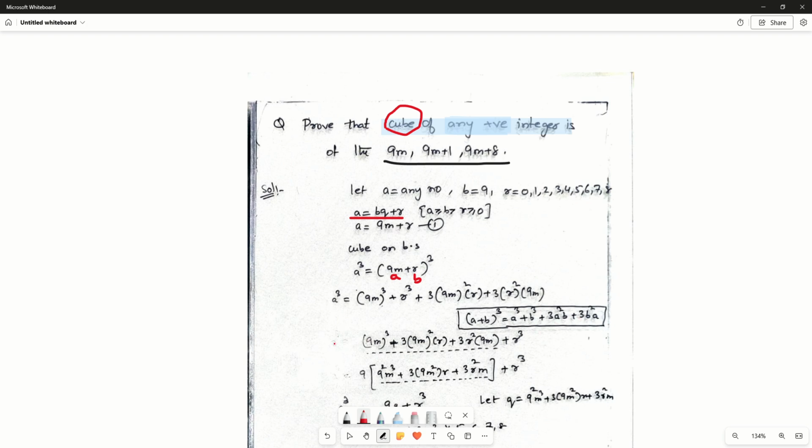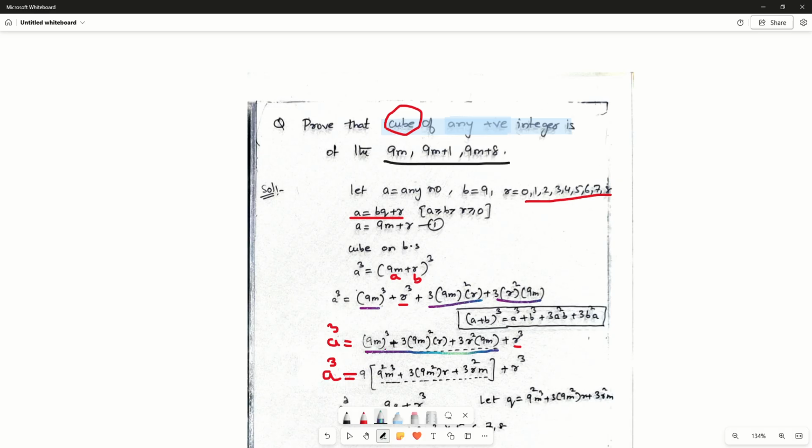Alright, so here we are having a cube, here also we are having a cube. So what I am going to do here is send this r cube to the right hand side, just separating it so that I can substitute all the values of r here, and bring the rest of our terms to one side. For example, this term and this term, because each includes 9, I am bringing all these terms together here.